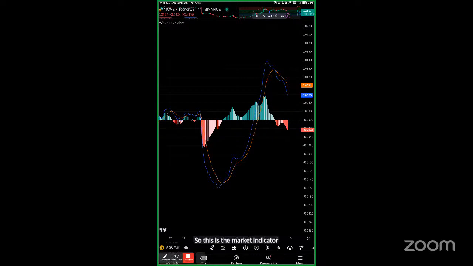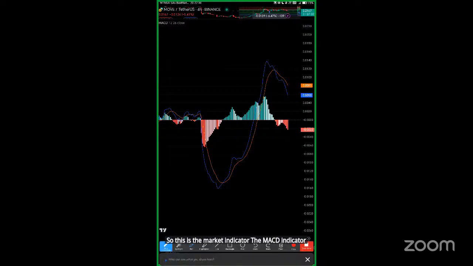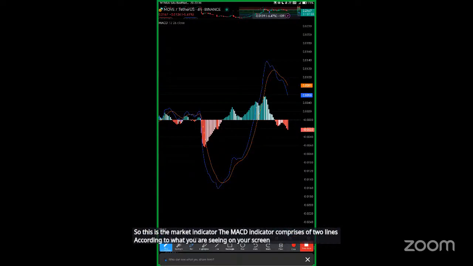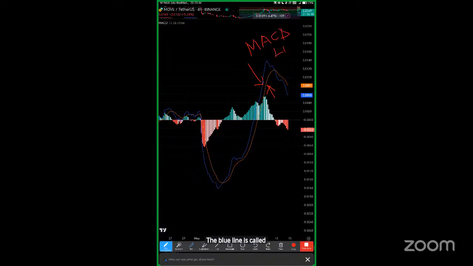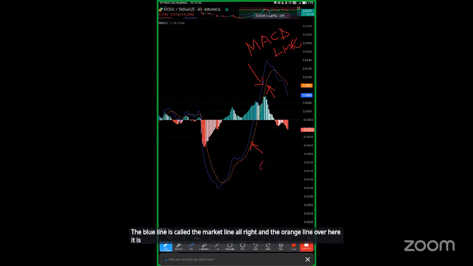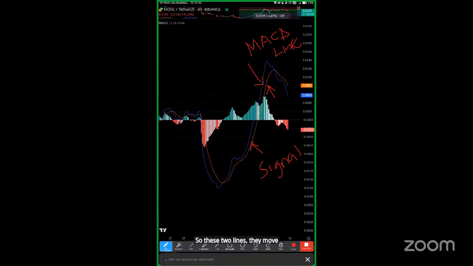The MACD indicator comprises of two lines. According to what you are seeing on your screen, there is this blue line over here, and there is this orange line over here. The blue line is called the MACD line, all right? And the orange line over here is called the signal line. So these two lines move, following what is happening on the market on top here.